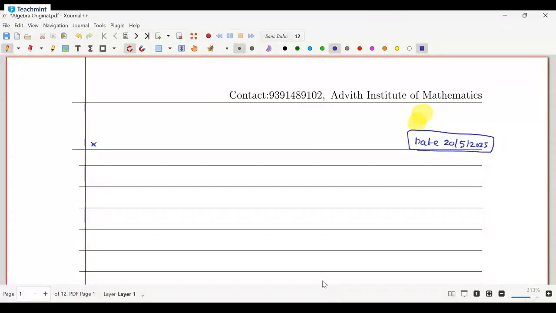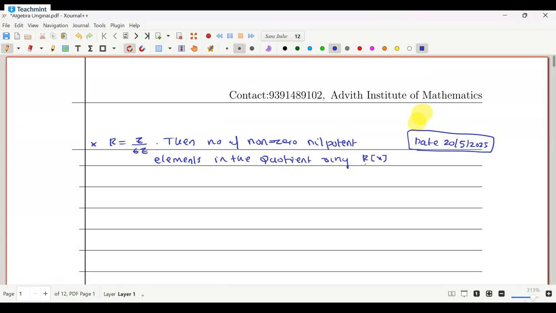Problem. Let R be equal to Z by 6Z. Then the number of non-zero nilpotent elements in the quotient ring R[x] by the ideal generated by x square is equal to. Options are: A, 5; B, 6; C, 3; D, 4.